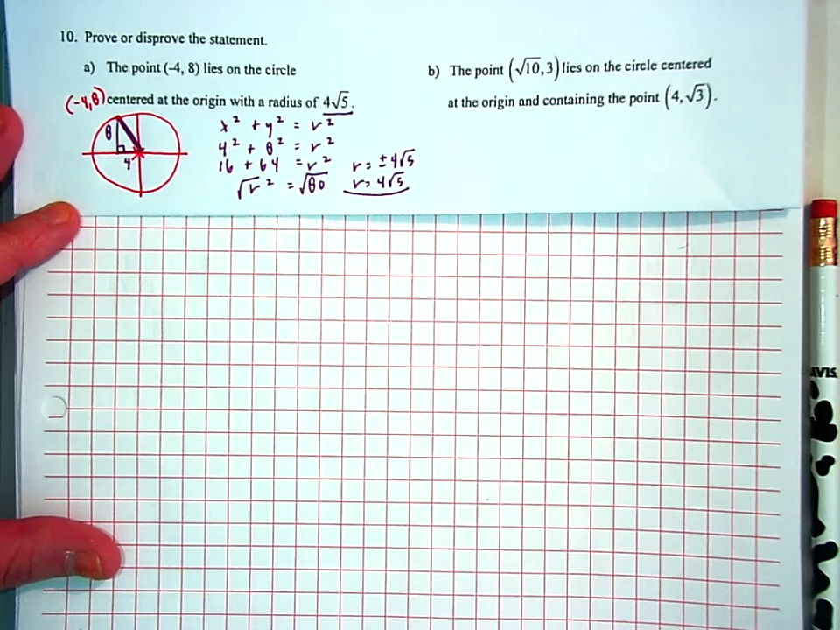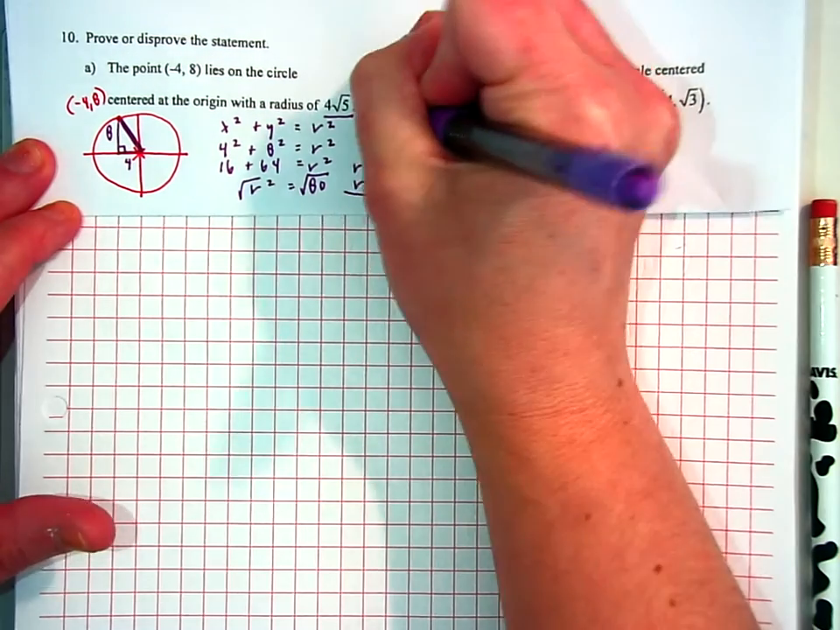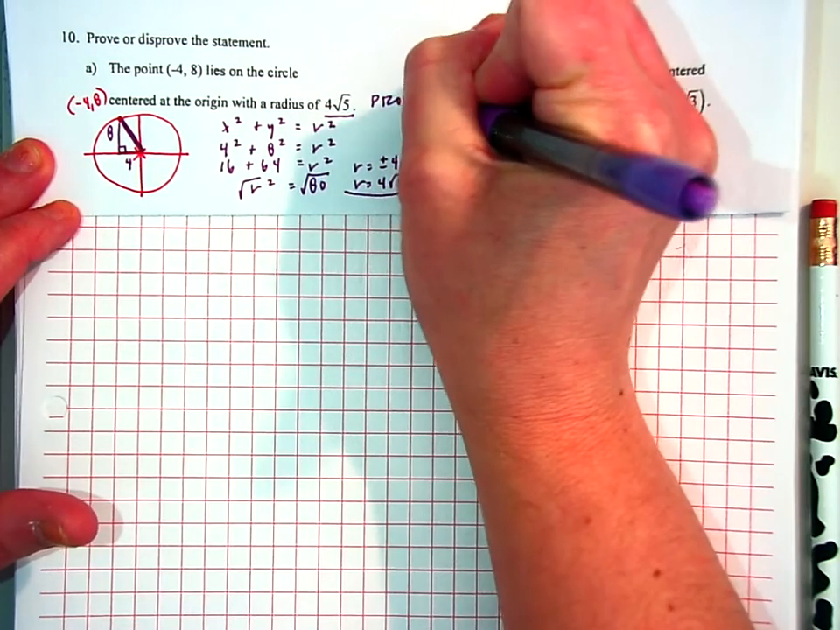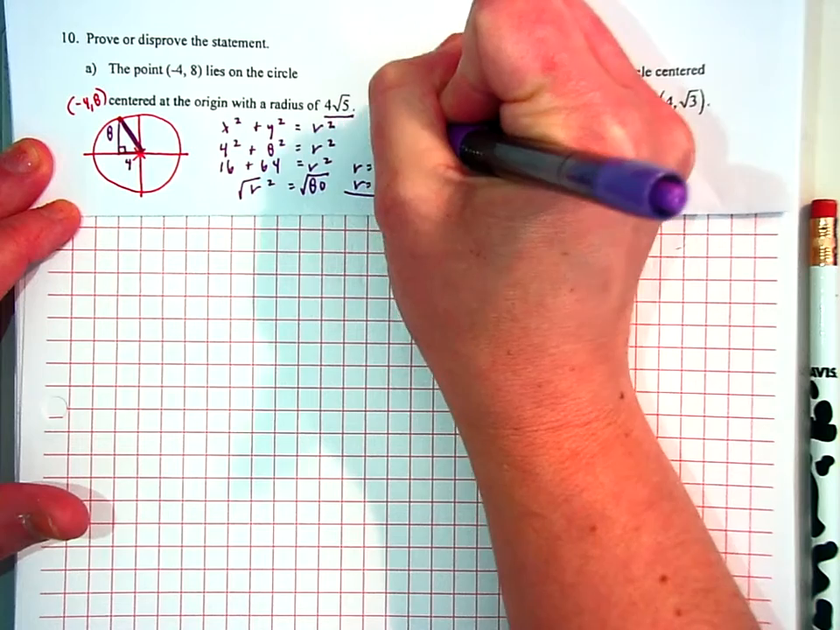So I've proven that the point (-4, 8) does lie on a circle centered at the origin with a radius of 4√5. So we'd say proven. We've proven it because the statement itself is true.